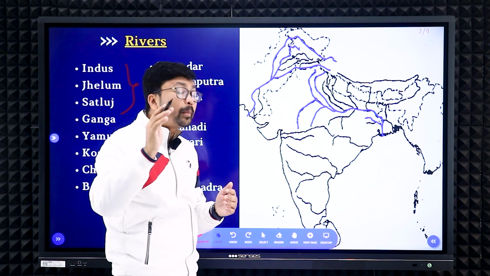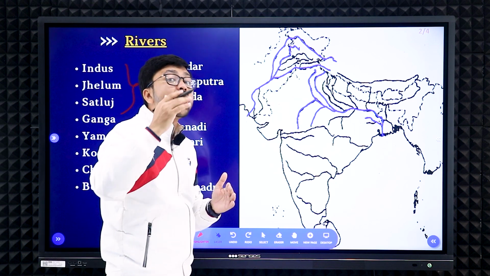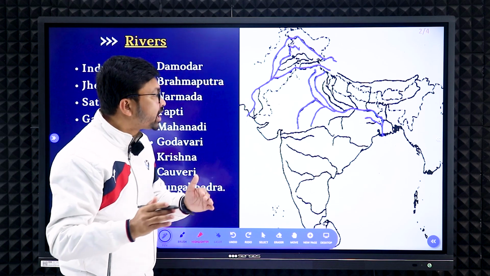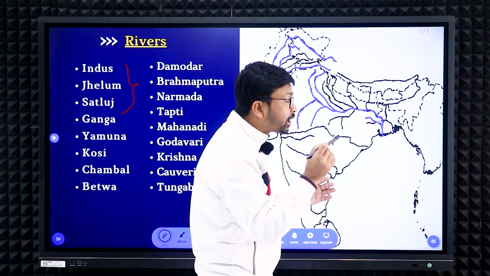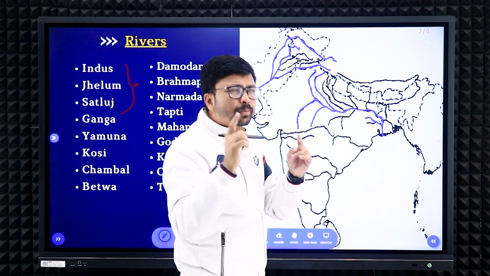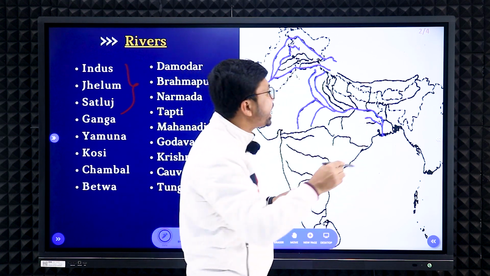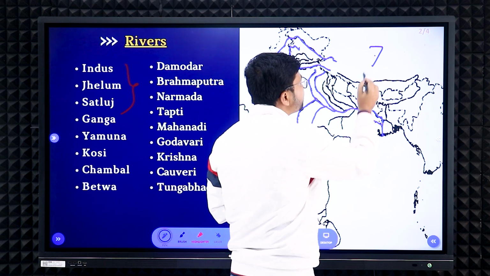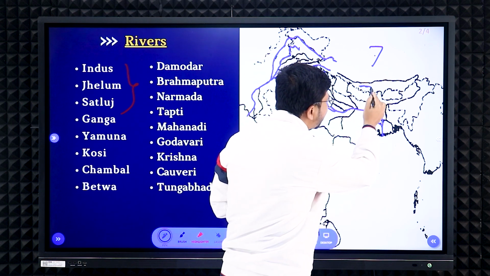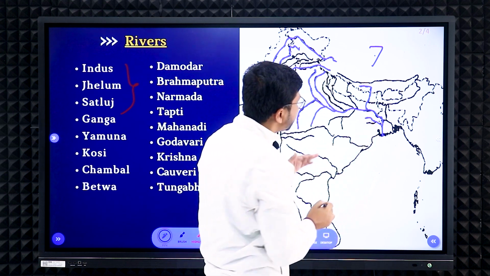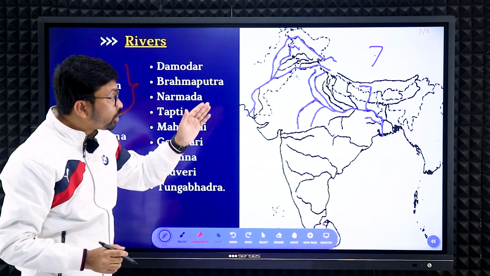Next one is the Kosi. Remember, Kosi is a left hand tributary of the Ganga river. It is there, left hand side. So left hand side, which rivers are there? You can see. Remember, for Kosi, there's a symbol like 7. This symbol you need to remember. So how are we writing 7? Here you can see 7-like structures are there. So that one is the Kosi.